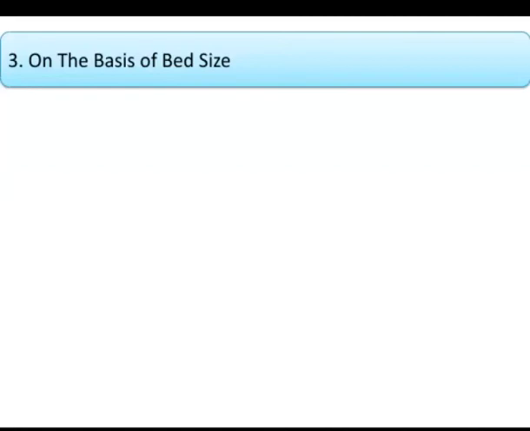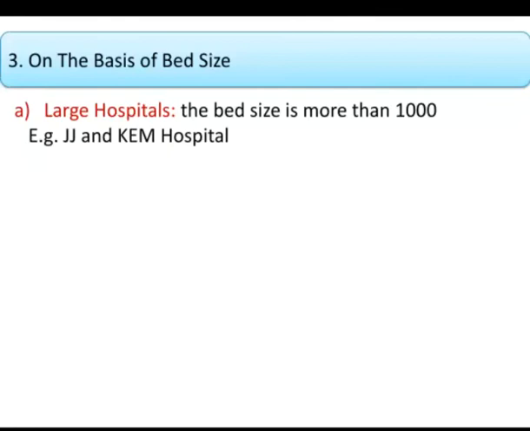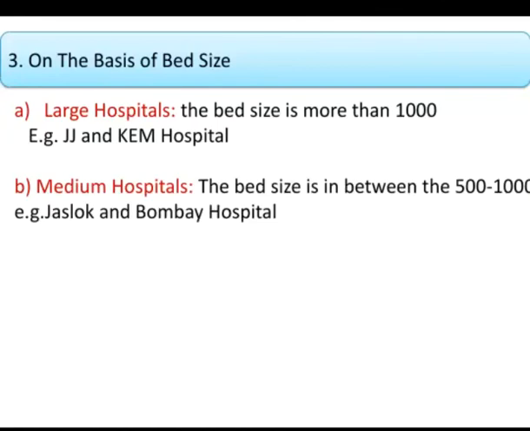The another category is hospitals on the basis of bed size, and in this the subcategories are: the first one is large hospitals. Under this the bed size is more than 1000. Examples: JJ and KEM Hospital. Second is medium hospitals. The bed size is in between 500 to 1000, and the example is Jaslok and Bombay Hospital.